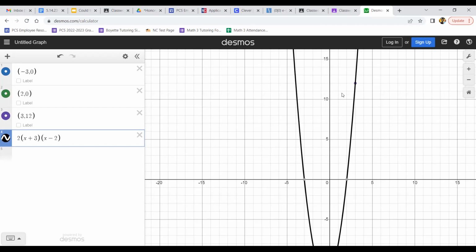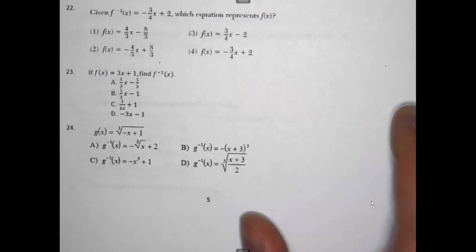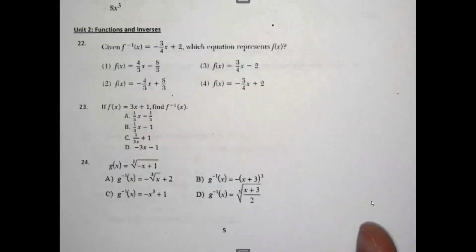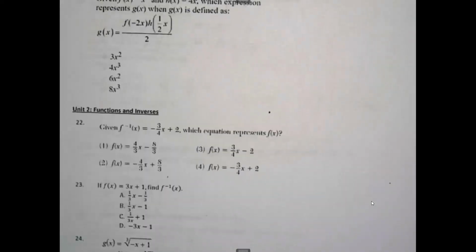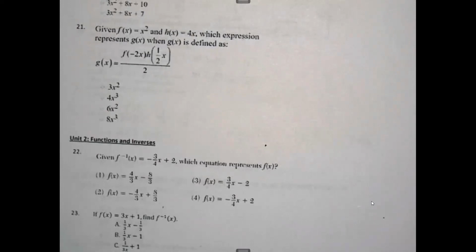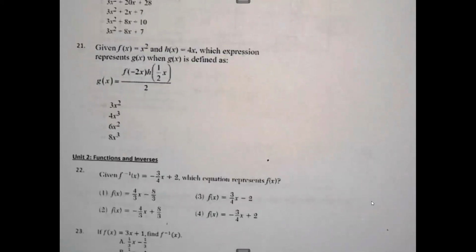Okay, another one that I would like to show you is number 21. So let's go over to number 21. Actually, I want to check on something first before I do that. So I'm going to have you guys, let's see.